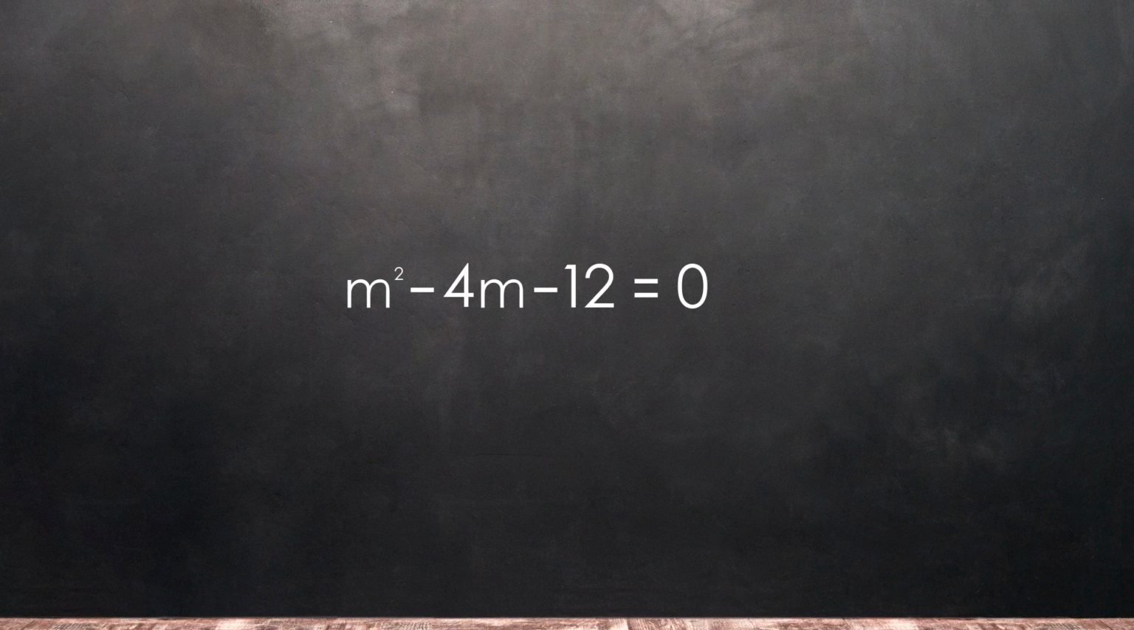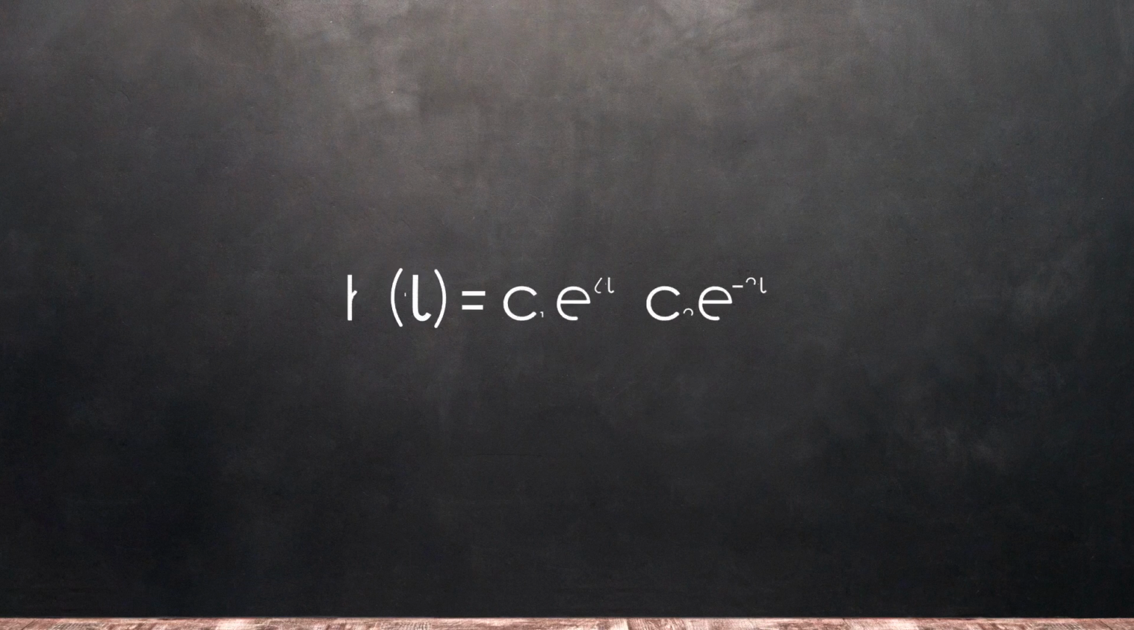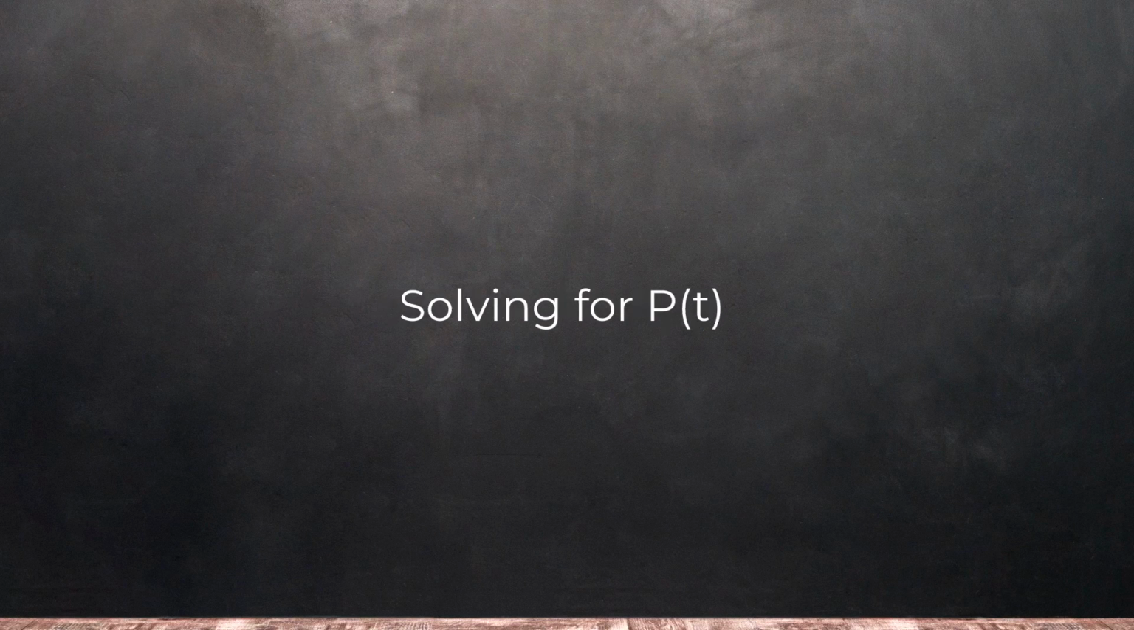Solving for m, we get m equals 6 and m equals negative 2. Since the roots are distinct and real, our homogeneous solution is h of t equals c1 times e to the 6t plus c2 times e to the negative 2t. Now we can solve for the particular solution.